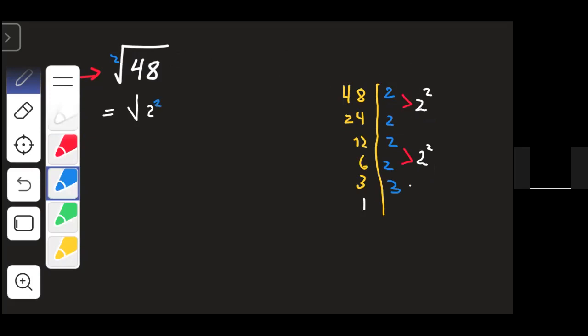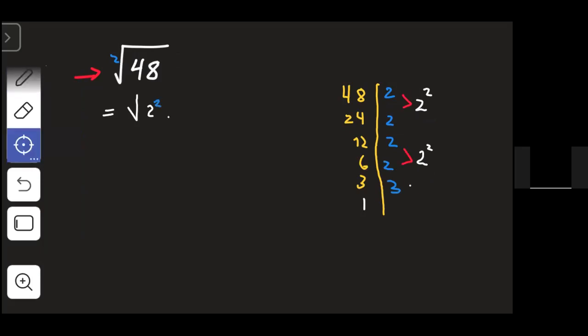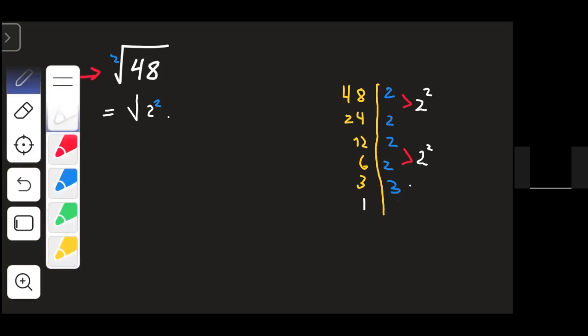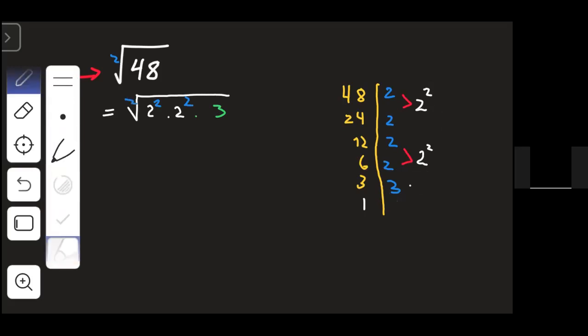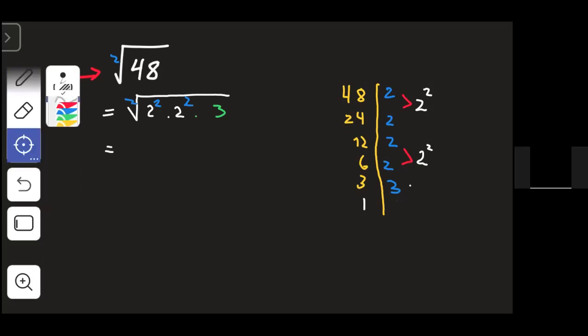And what is the next one? 2 squared times 3. So 2 squared times 3 times 2 squared times 3. We just put this under a square root. So now, guys, a property. That is the main goal.